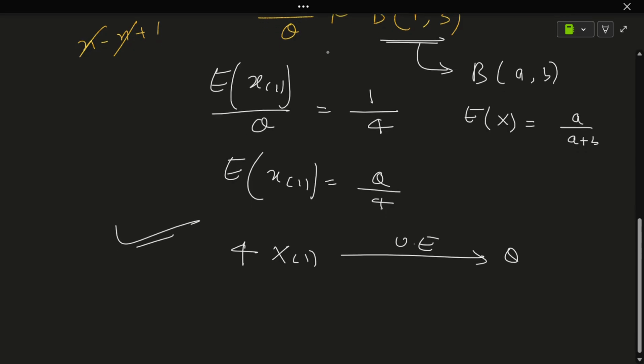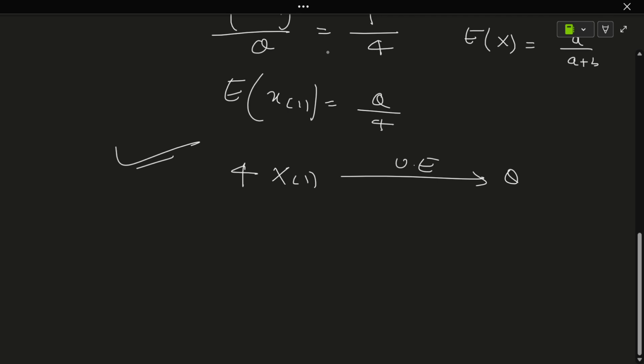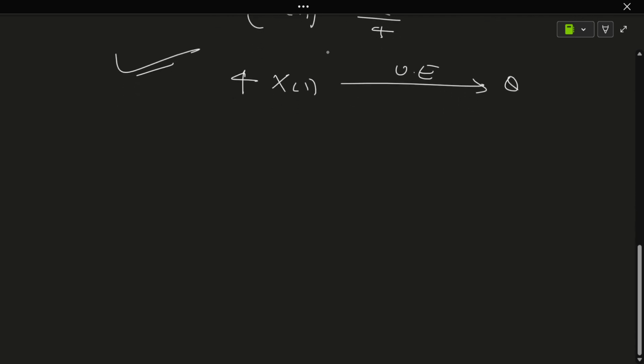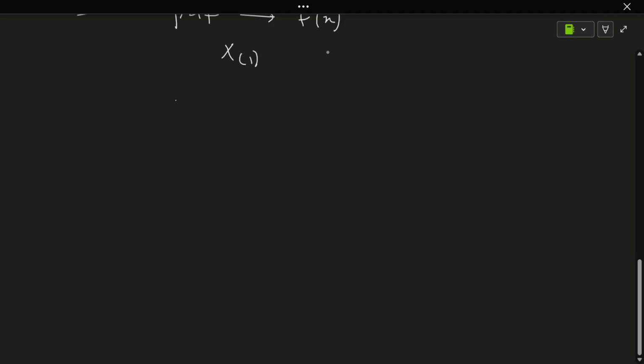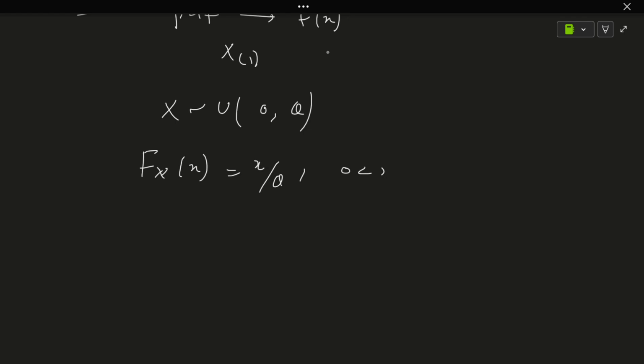It's a very simple and easy question, and you can simply use another method, method number 2, which says that if you have the PDF of some distribution, f of x, and you need to find the PDF of an order statistic, let's suppose x1, then you can transform f of x into the PDF of x1. How? See, x follows uniform 0 comma theta. What will be the CDF of this x?